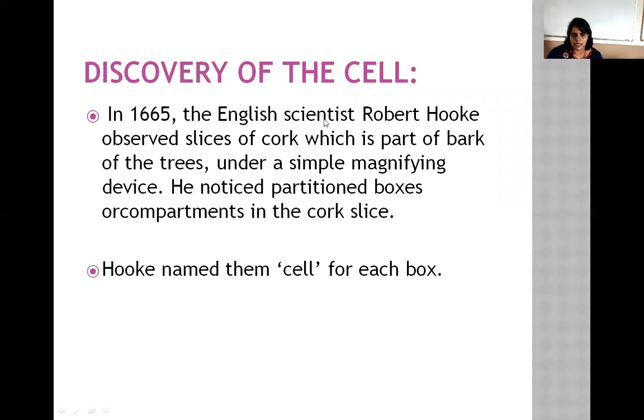Discovery of the cell. In the year 1665, an English scientist named Robert Hooke observed slices of cork. Cork is a part of the bark of the tree, the outer part of the tree. Under a simple microscope, or simple magnifying device, he noticed partitioned boxes and named these boxes as cells.